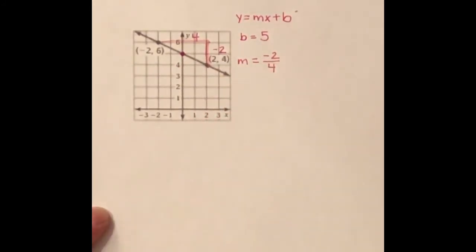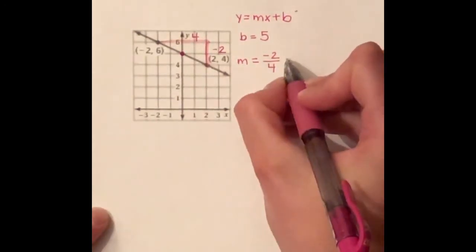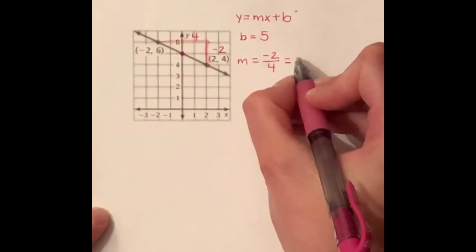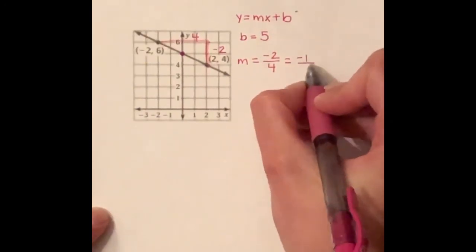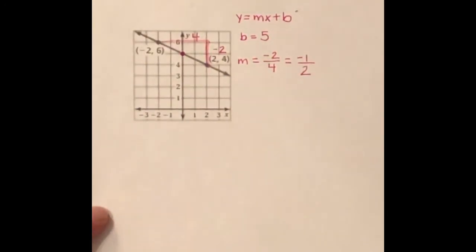What can I do with the fraction -2 over 4? That's right, I can reduce it. So negative 2/4 reduces to negative 1/2. And we always want to make sure our slope is completely reduced.